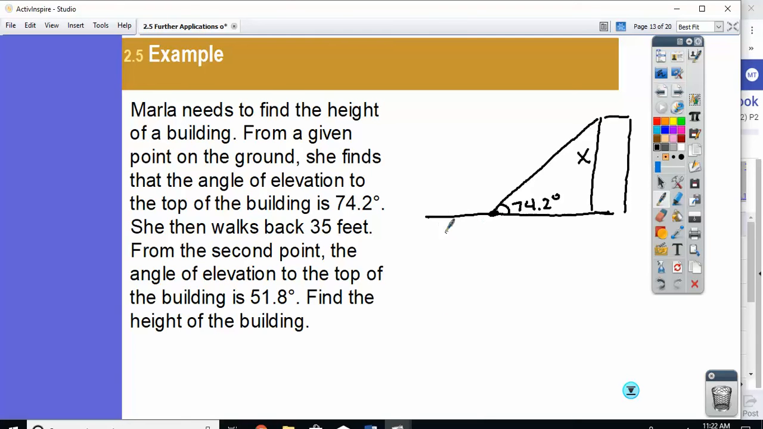She then walks back 35 feet. So she backed up. From this second point, the angle of elevation is 51.8 degrees. Okay, so she backed up. We have this new triangle, and this is 51.8 degrees. Find the height of the building.